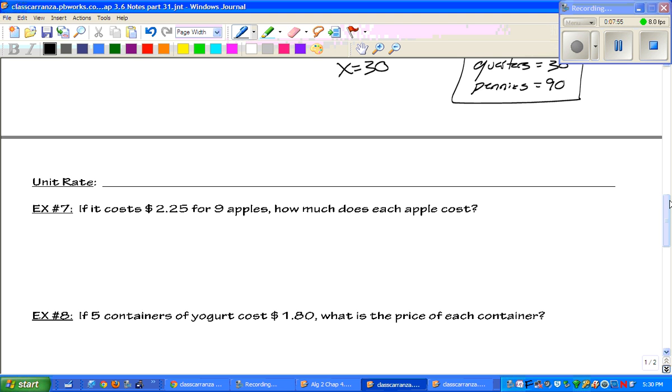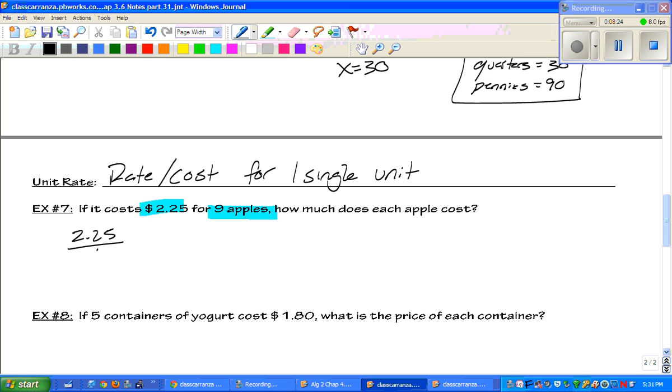Now on the next side, we're talking about unit rates. Unit rate is the rate or cost for one single item. And not just an item, it's the unit for one thing. In this first example, it's $2.25 for 9 apples. So to figure that out, we would divide. Now, that's hard to reduce that fraction, so we're going to do this long division style. Always bring your decimal straight up.